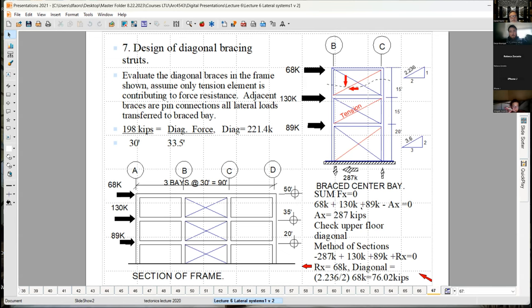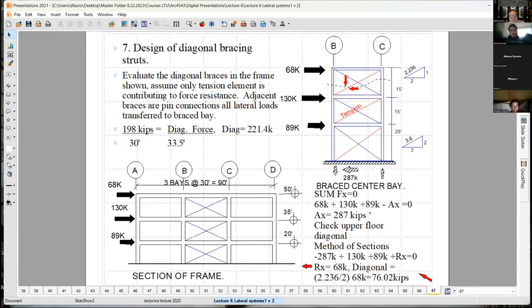So if we take a look at the braced center bay condition on grade, what is going to be our total x-axis force resistance needed at the very lowest level? Well, we have 68 kips, 130 kips, 89 kips, minus the resistance force on the lower level, AX, which is zero. We've got 287 kips going through if we consider the largest force condition being on the ground.